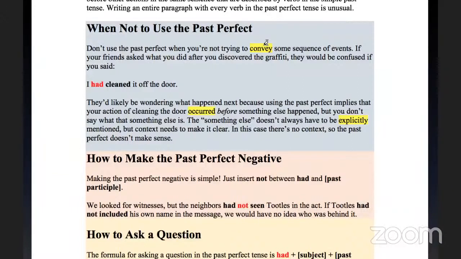Making the past perfect negative is simple. Just insert not between had and the past participle. We looked for witnesses, but the neighbors had not seen Toros in the act. If Toros had not included his own name in the message, we would have had no idea who was behind it.